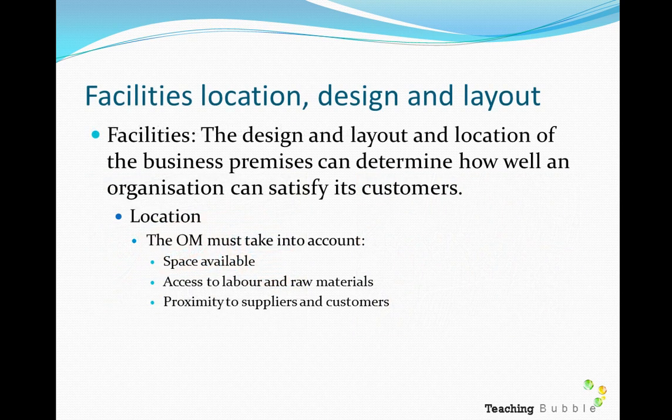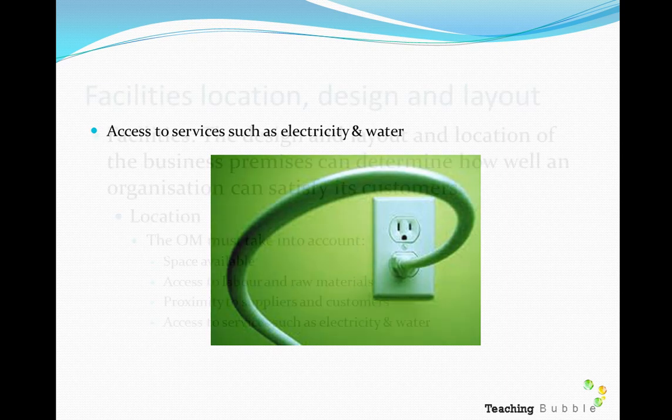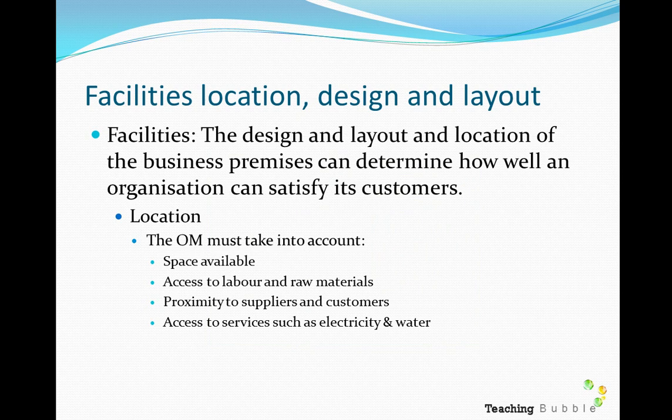The last point is essentially infrastructure. So I've got there electricity and water. You're looking at roads and things like that, but essentially it's infrastructure. Now, the government can help organisations out with this. If they see it's large and it's going to provide lots of employment, then they may help them with infrastructure. So they're essentially the four things that organisations need to take into account when they're looking at location. So we'll move on.